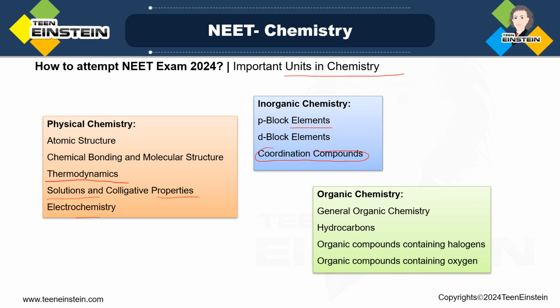And under organic chemistry, before starting organic chemistry, you have to know GOC, that is general organic chemistry, which is the chapter on some basic principles of organic chemistry. Then hydrocarbons, that is alkene, alkyne, alkane, and also benzene. Organic compounds containing halogens, that is alkyl halide, haloalkane, haloarene. Organic compounds containing oxygen, that is ketone, carboxylic acid, those compounds, right? So here we have these important units in chemistry.